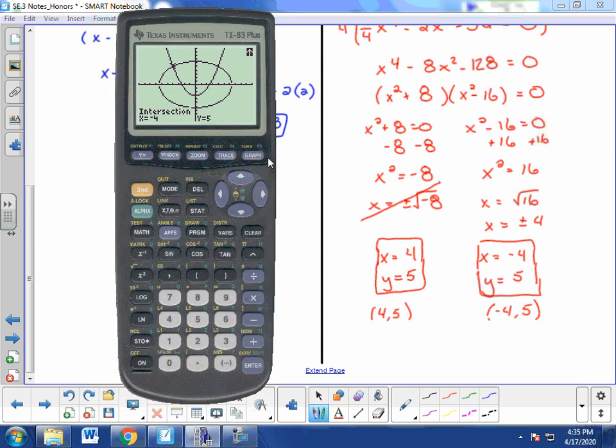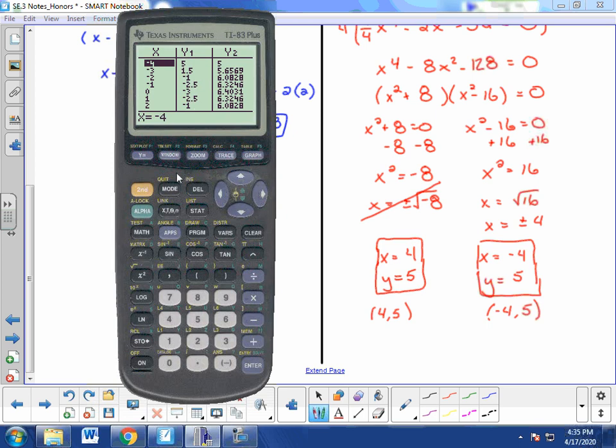We can also look at the table. So if I go ahead and take a look at the table, and I go over here to the value 4 on x, I can see that the y values are the same for y1 and y2, which gives me a solution. If I take a look at my x value of -4, I can see that the y values are again the same for y1 and y2, which gives me my second solution. So you can use the table.